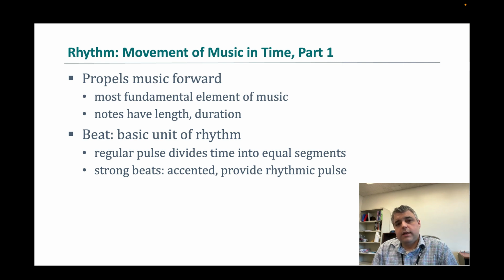Now, one of the basic elements of rhythm is the beat or pulse, and the beat is the basic unit of rhythm. If we have a regular beat throughout a piece of music, we would divide it up into equal segments, which we'll talk about later on, called time signatures. With that, we'll have stronger beats that have an accent, and weaker beats. These accented beats help provide a rhythmic structure and a rhythmic pulse to music.